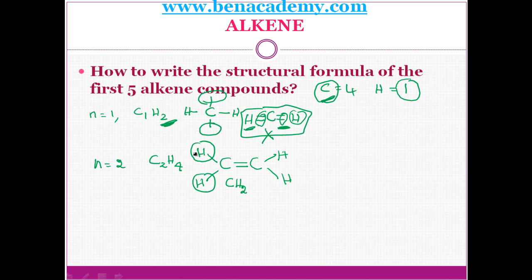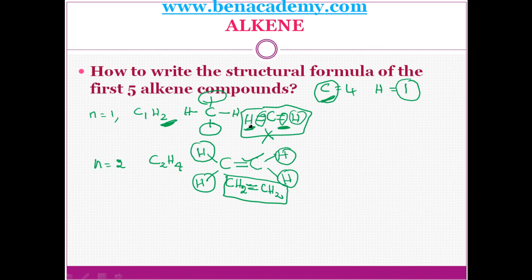So I have condensed it and written it together. Now the double bond is there, so I have written it here. Then this carbon here is bonded to 2 more hydrogen atoms. So that also you can condense and write CH2 double bond CH2. So this is the formula of the alkene, and this is the structural formula for the alkene having 2 carbon atoms.